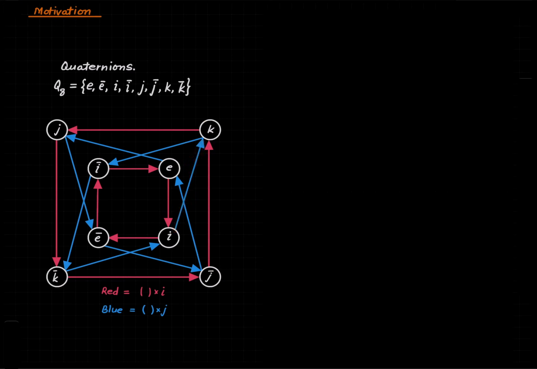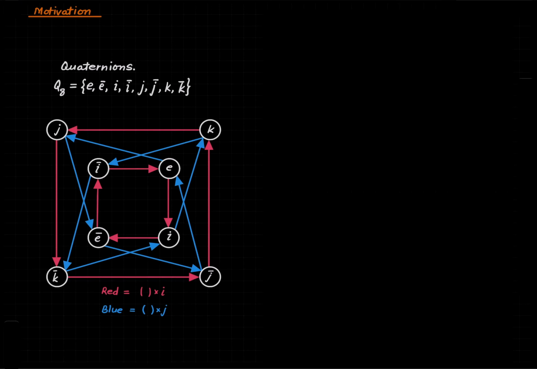So for example, if you multiply things on the right side by i, that is dictated by the red arrow. If you take the symbol k bar and multiply that by i on the right side, you get j bar. So this arrow is just saying that j bar is equal to k bar times i, right? Following the red arrow means right multiplication by i. Following the blue arrow means right multiplication by j.